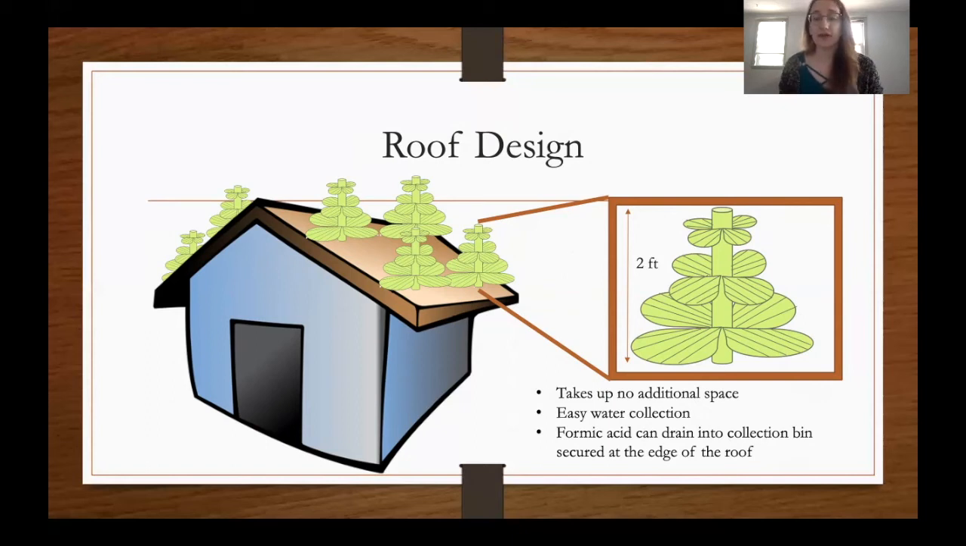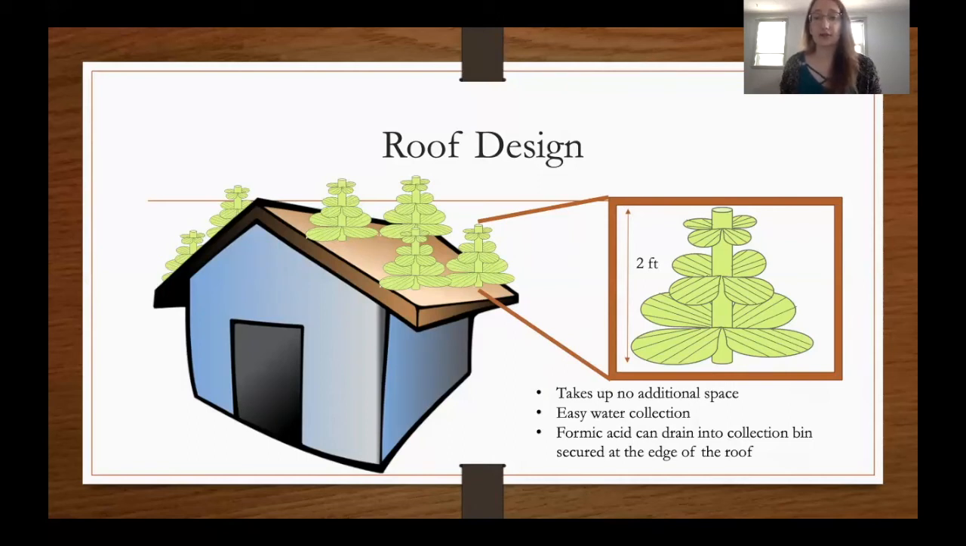Now, we're going to place this on a roof, and this has a couple of different effects. First, we want to take up no additional space. One of the main reasons why deforestation happens in the first place is that they want to make more space for cattle and for housing developments. If we put this on roofs of structures, we won't have to take up ground space, therefore, less ground coverage will be used.